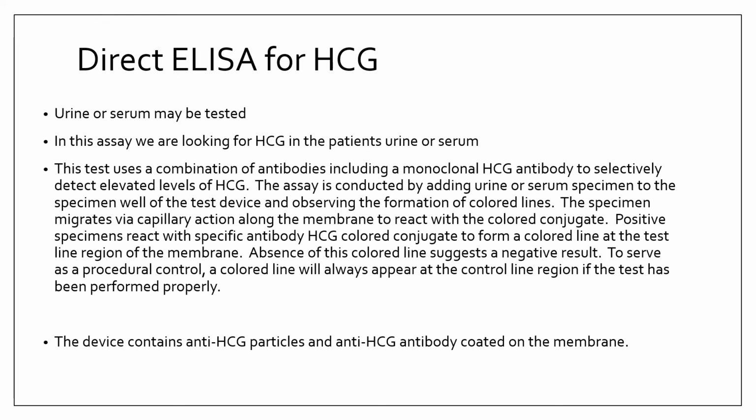Okay. In this HCG method, we are looking for the urine or serum to migrate up the cellulose acetate paper along the membrane and react with a colored conjugate. Positive reactions usually show two colored lines, and negative reactions usually show one colored line, because one colored line is always considered the control. An absence of any colored line suggests an invalid result. Okay, so that's a little bit about infectious mononucleosis, streptococcal serology, and finally HCG.